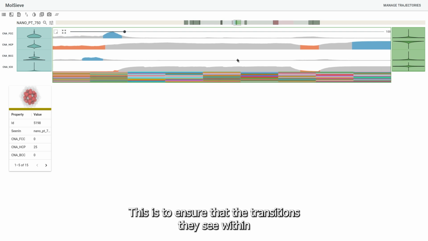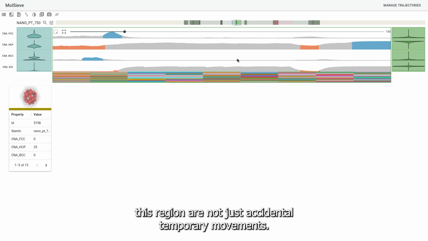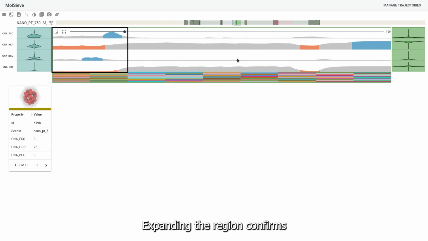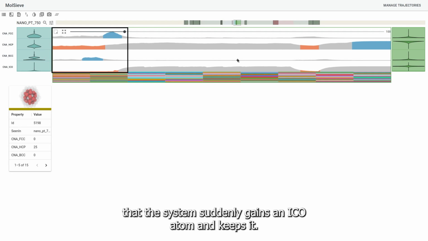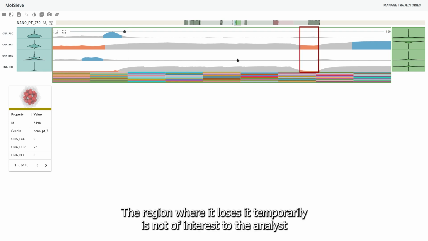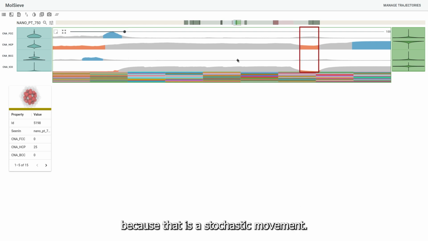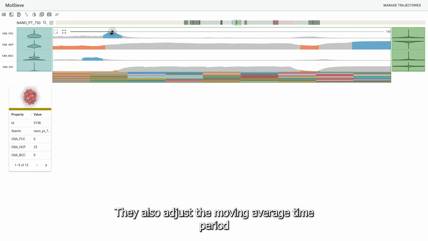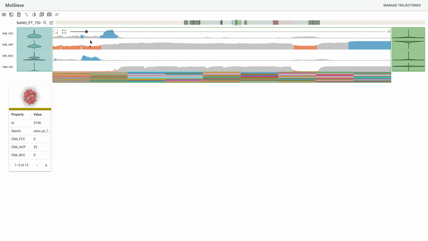This is to ensure that the transitions they see within this region are not just accidental temporary movements. Expanding the region confirms that the system suddenly gains an ICO atom and keeps it. The region where it loses it temporarily is not of interest to the analyst, because that is a stochastic movement. They also adjust the moving average time period.